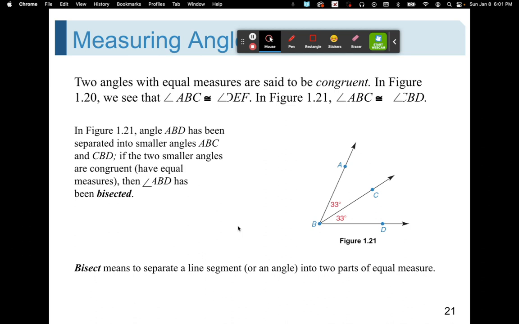Two angles with equal measures are said to be congruent. So in this particular case, we have a larger angle ABD. We did a bisector. That means that angle ABD was bisected. If it's bisected, it's cut into two equal parts, and therefore angle ABC would be congruent to angle CBD, and that's called a bisection.